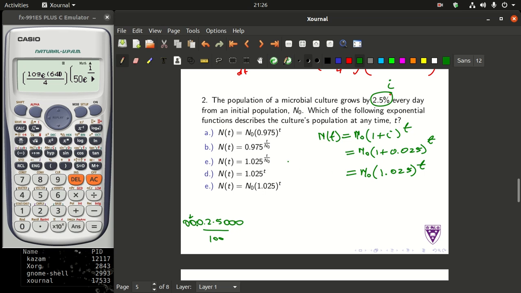Now which of these looks like that? Because it grows, we must have a plus, not a minus. So this one is not the one. This one is not the one. This one is not the one. What about this one? This one is not the one because it does not have an N naught here. And this one is the one we are looking for. So that's how you select here.